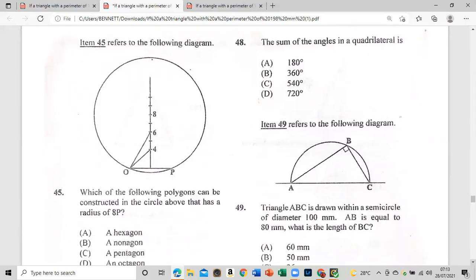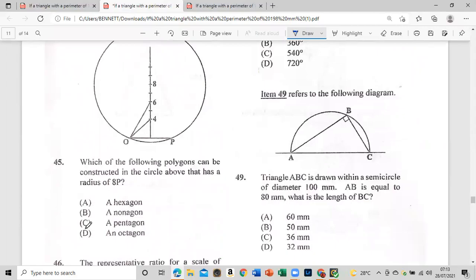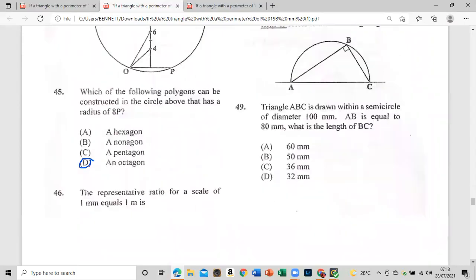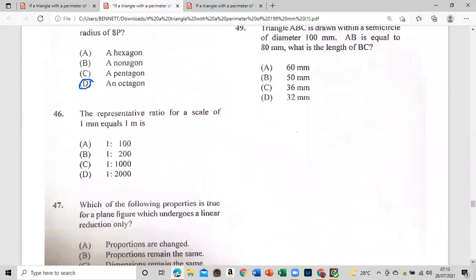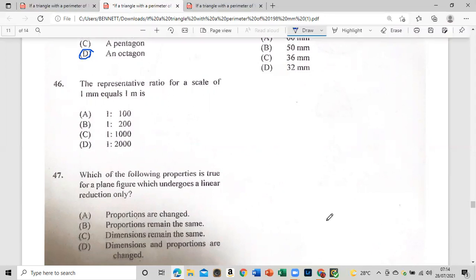Item 45 refers to the following diagram. Which of the following polygons can be constructed in the circle above that has a radius of 8? And that is an octagon. Oct means 8. All right, the representative ratio of a scale of 1 millimeter equal to 1 meter is, so 46, that is 1,000.